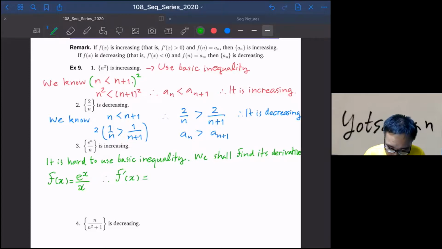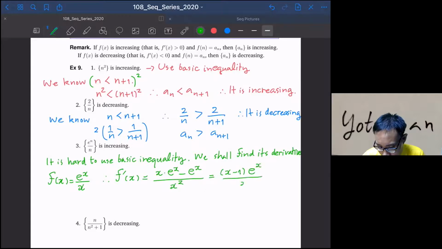So you have f prime of x, which is going to be the bottom times the derivative of the top minus the top times the derivative of the bottom, over the bottom squared. And you see that this will give you (x minus 1) e to the x over x squared. Okay, and you have x more than or equal to 1.